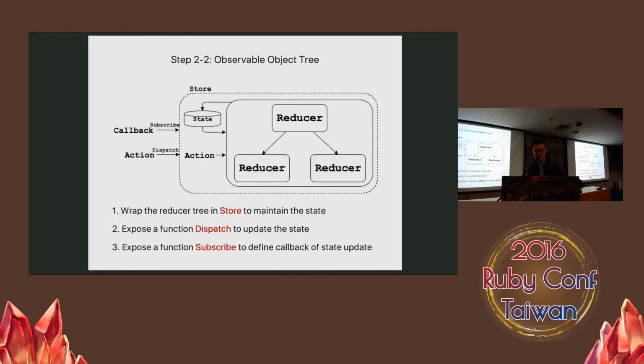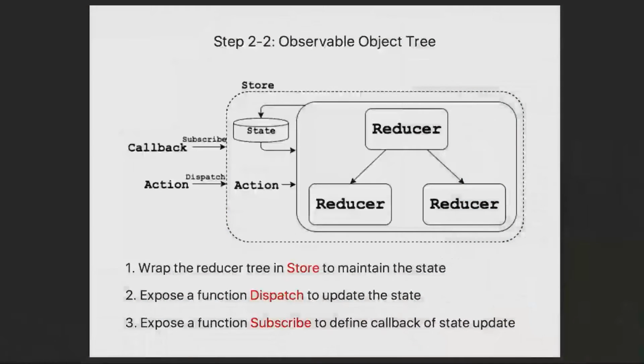So actually, in step 2, we have to do one more thing. Reducers are pure functions. It means they are stateless, no state. So in order to store a new state whenever an action is applied, we need to design a kind of wrapper that stores the state. We call this wrapper a store, right? Clearly, the store stores the state. Additionally, the store exposes an interface for calling the reducer. The interface is called dispatch.